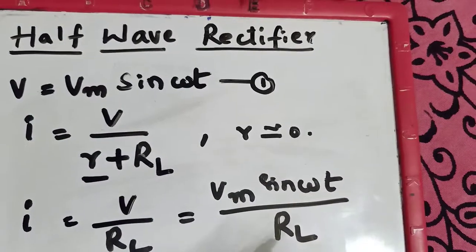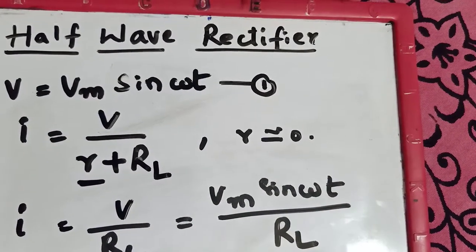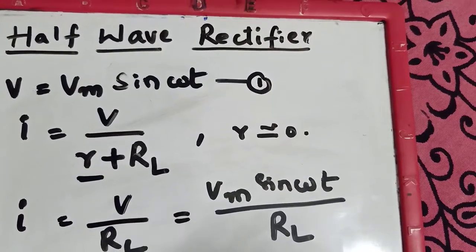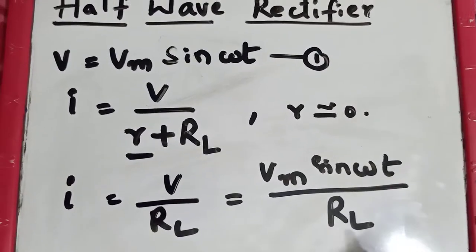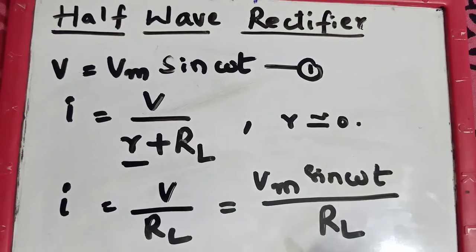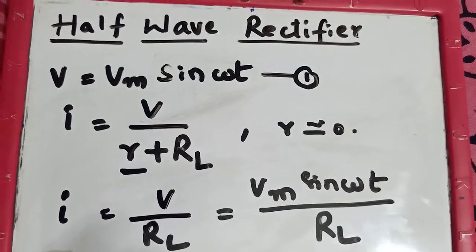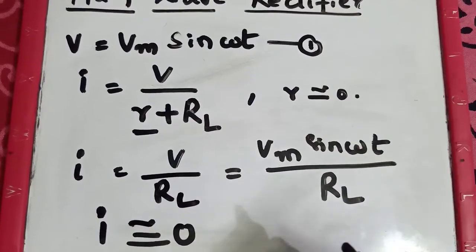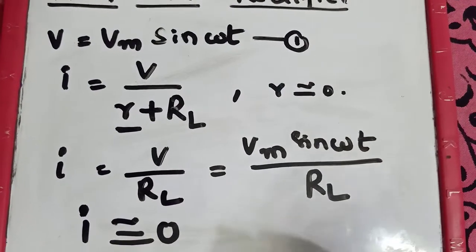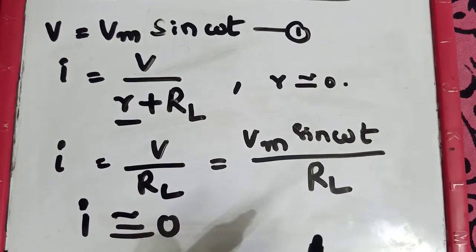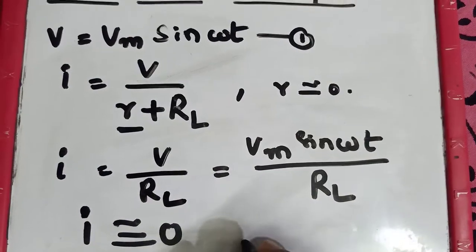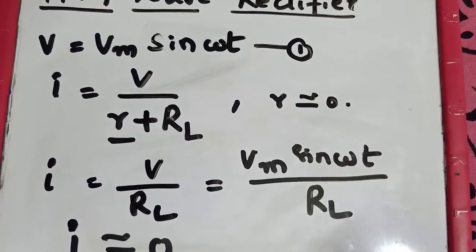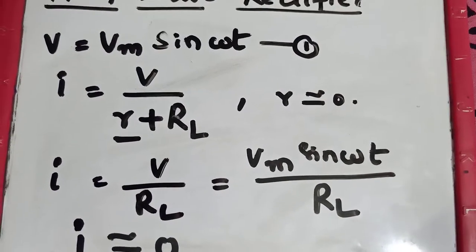This equation holds during the positive half cycle. During the appearance of the negative half cycle at S1, the diode is operated in reverse bias, which offers infinite resistance, as we discussed in the operation of the half-wave rectifier. During reverse bias the current is almost 0 because of the infinite resistance, so the output voltage across the load resistance during the negative half cycle is almost 0.